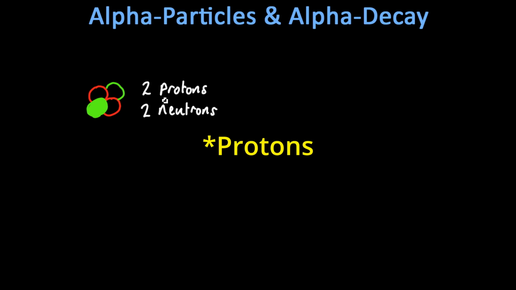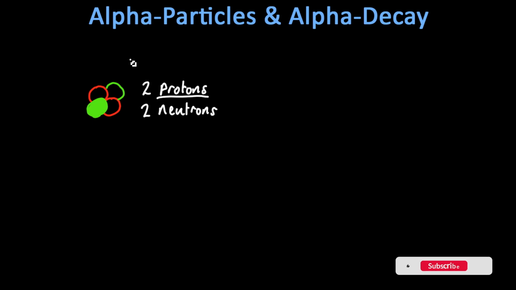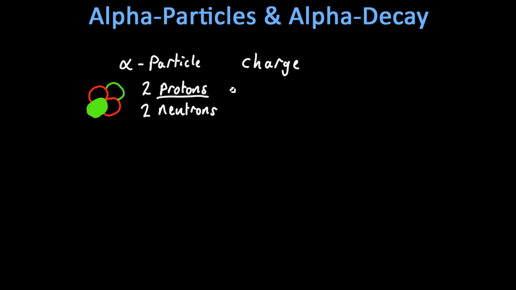So because it has two protons and no electrons, what does this say about the charge of an alpha particle? Well, protons have a charge of positive e, and e is 1.60 times 10 to the minus 19 coulombs. So the charge of an alpha particle is equal to positive 2e.